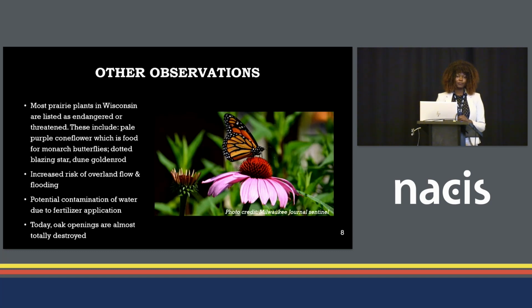Now, because of conversion from the original vegetation to the current primary use, which is agriculture, we also have the disappearance of some species. Some species have actually been identified as either endangered or threatened, and I've put here an example of the beautiful pale purple cornflower. And apart from that, we also have increased risk of contamination to the waters because of issues such as fertilizer application on the land.